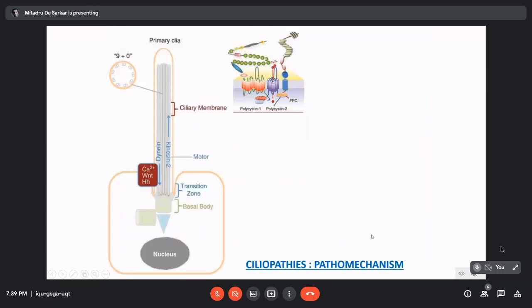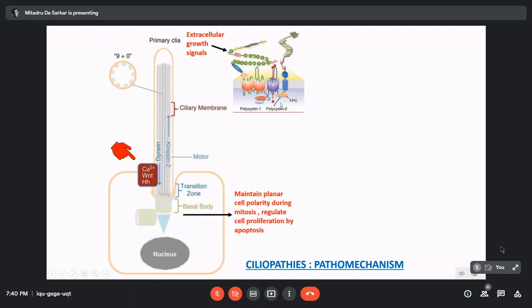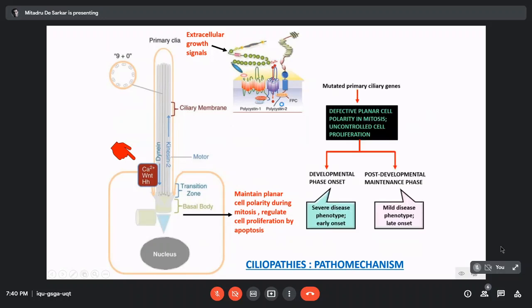So, in short, the mechanism of action of the primary cilia would be, you have extracellular growth signals which activate these proteins. There is a downstream activation of the pathways, most importantly the sonic hedgehog pathway, ultimately resulting in its activity, that is to maintain the polarity of the cells as well as to regulate the proliferation of the cells. So if there is a mutation of these primary ciliary genes, this particular function will be lost.